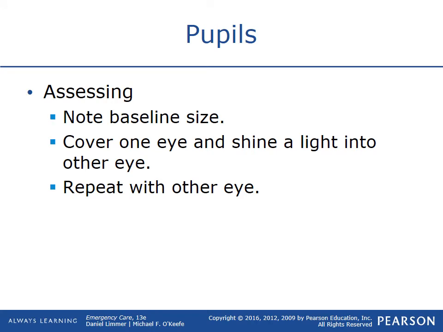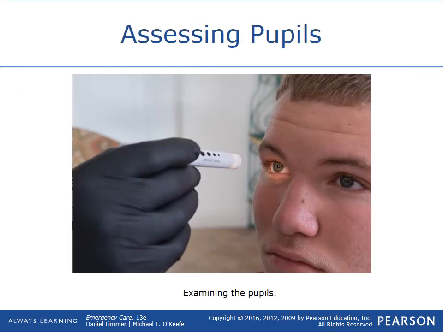So since we assess pupils as equal and reactive bilaterally, meaning that both pupils are going to react the same, you're going to shine a light into one eye, look in the opposite eye when you shine that light into it, and then just do that in the opposite eye as well, covering up those eyes. So if you have a pin light or have them look up at the light of the ambulance, you want to see how those eyes react whenever a light is shined into them.